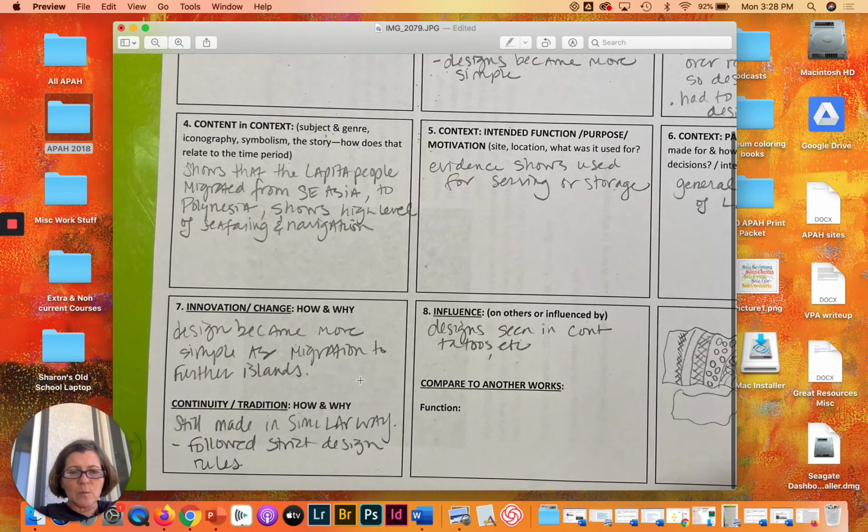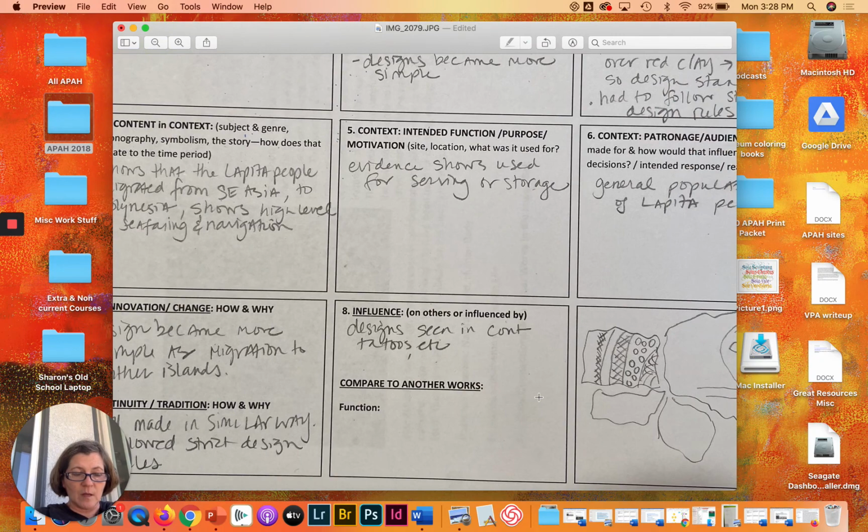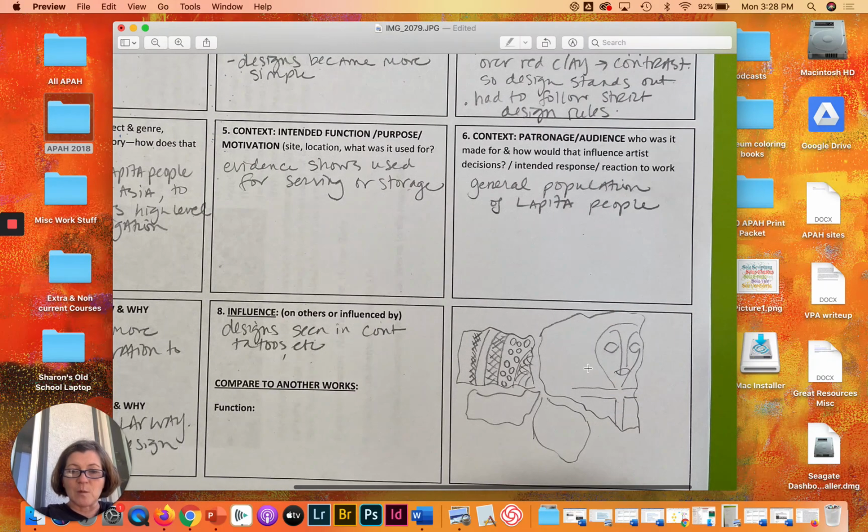Design became more simple, still made, continuity. It's still made in that way currently. Influence: they said that the designs are seen in contemporary tattoos and that sort of thing. Okay? And this is my little sketch. We're going to come back to that too.